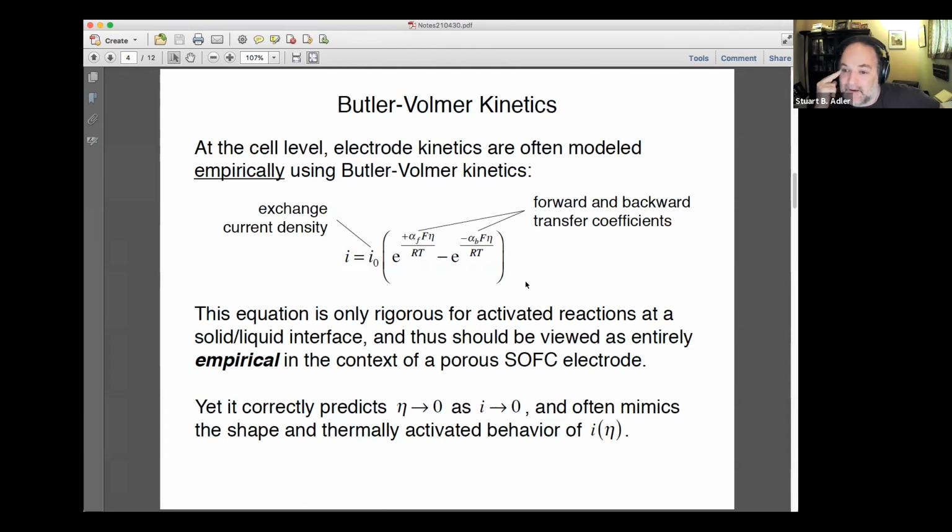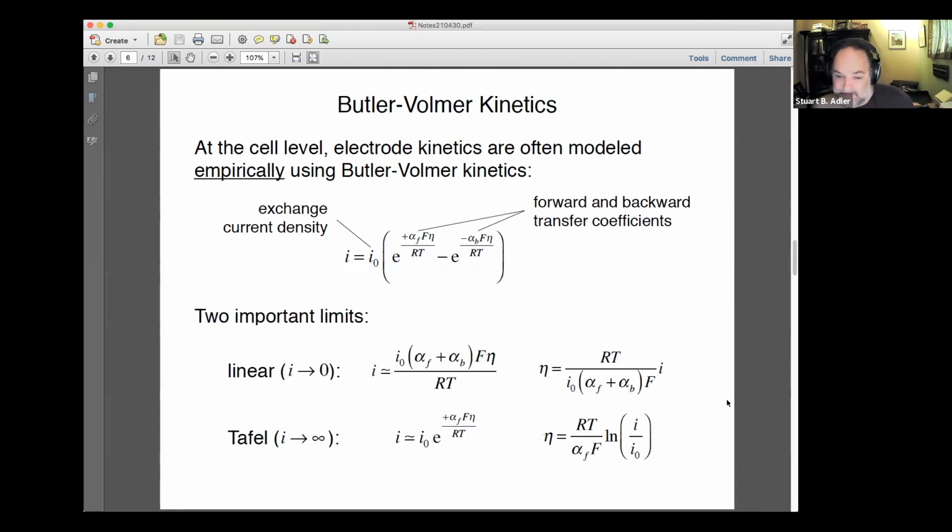In the electrochemistry world, there are two important limits of this equation that you'll often hear people describe. One is the linear limit. If you take the Butler-Volmer equation and look mathematically where the current density gets small, as eta gets small, then each exponential is close to 1, which we can do a power expansion on. So this would become 1 plus alpha F eta over RT, and this would become 1 minus alpha B F eta over RT. The ones cancel, and the first order terms combine, two negative signs canceling. So this ends up being I0 times alpha F plus alpha B times F eta over RT.